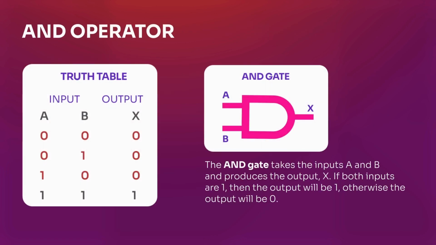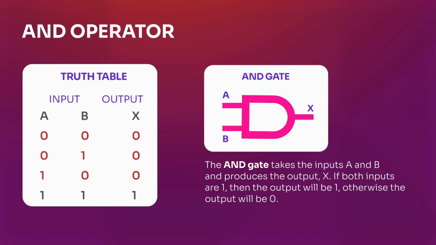Now, let's focus on the AND operator and its implementation in logic gates. On the left side, we see the truth table for the AND operator. The table displays the relationship between two inputs A and B and the output X. The output X will be 1 if both inputs are 1. Otherwise, the output will always be 0.